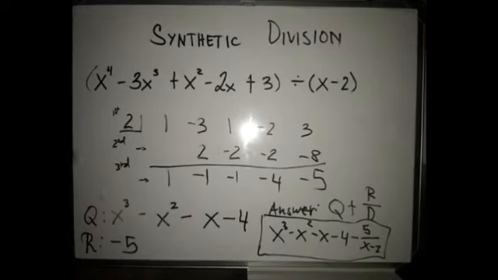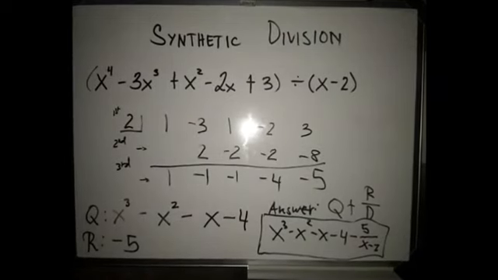But if you are asked to tell just the quotient, yung magiging sagot mo is x cubed minus x squared minus x minus 4. And the remainder is negative 5. Next, let's consider another example.